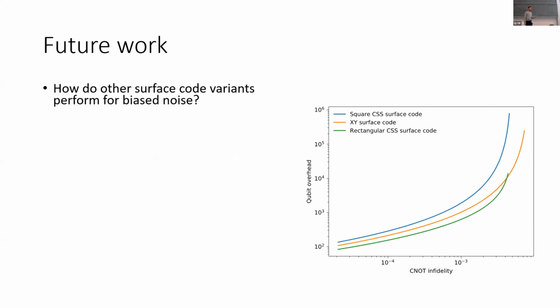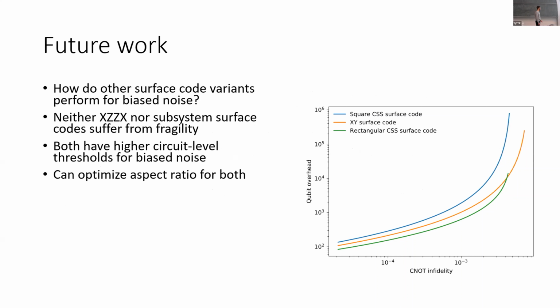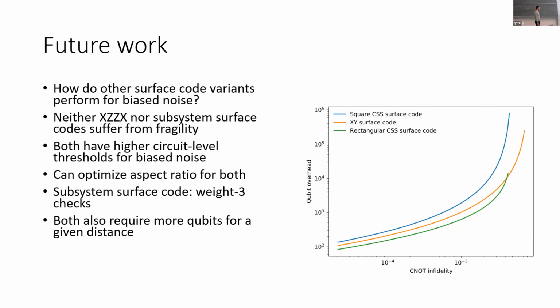So I think in future work, there's still more work to be done to understand how best to optimize, to tailor to the bias. So there are other variants you can try. For example, neither the XZZX nor the subsystem surface codes suffer from the fragility problem that I mentioned. And they've both been shown to have higher circuit-level thresholds for biased noise in the surface code. You can also optimize the aspect ratio for both. For the subsystem surface code, you reduce the check weight to 3, which can help with crosstalk. But they both require more qubits for a given distance.